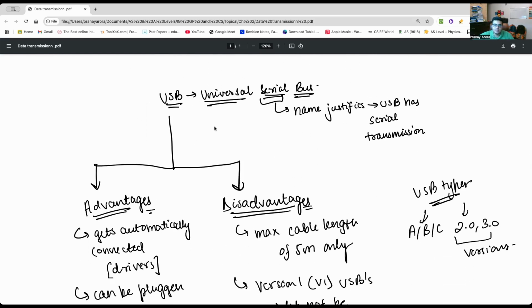Coming to universal serial bus, which is USB. So USB, obviously we all have used USB. There are different kinds of USB. USB-A is the USB that we use in pen drives.